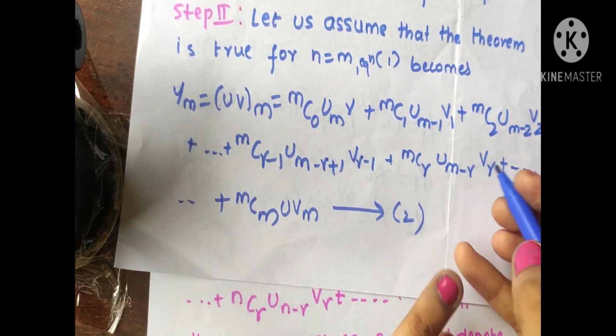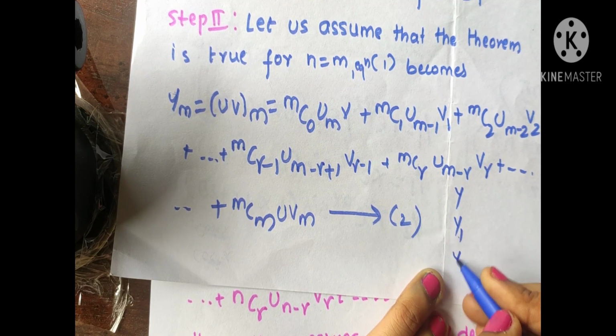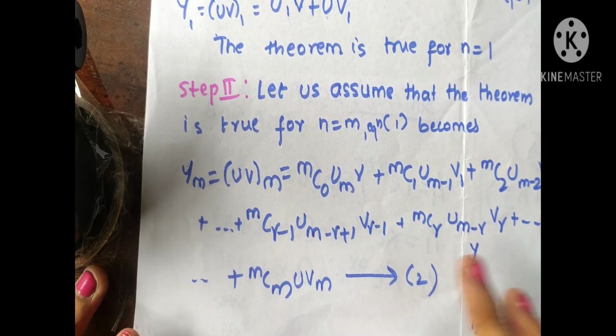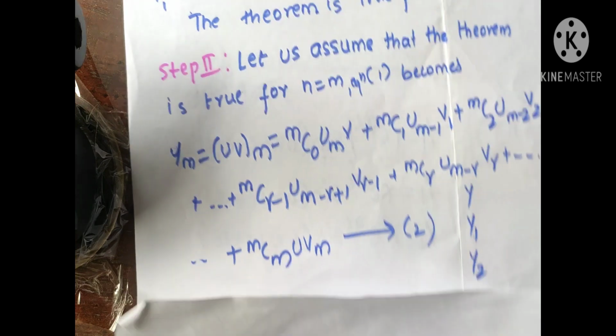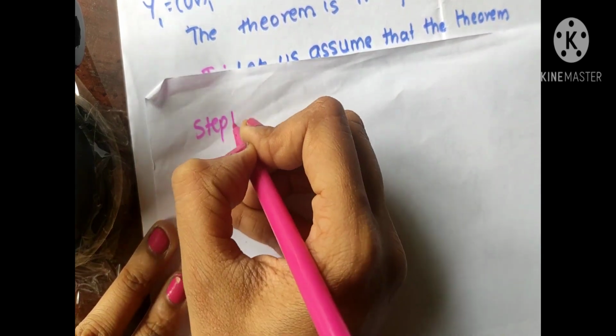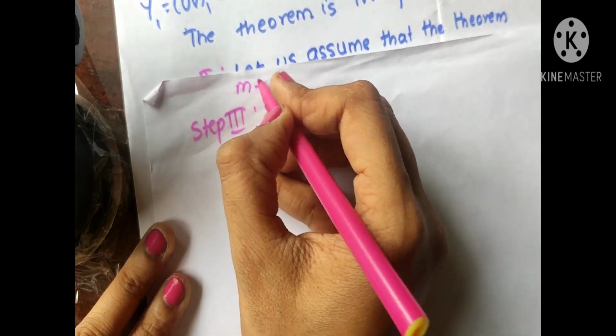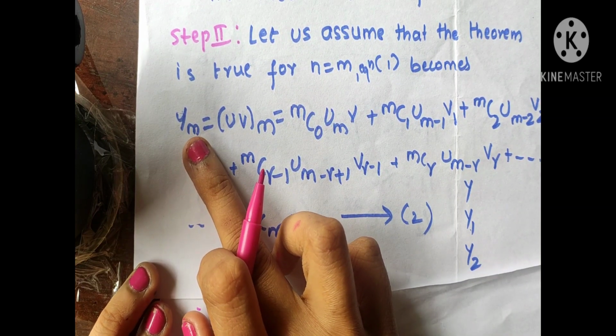You know that if y is there, if you are differentiating, you are getting y1. If you are differentiating, you are getting y2. So we need to prove, next step is what? We need to prove the result to be true for n is equal to m plus 1, right? What is step 3? For m plus 1, right? So here ym is there. If you differentiate this, you are getting ym plus 1.